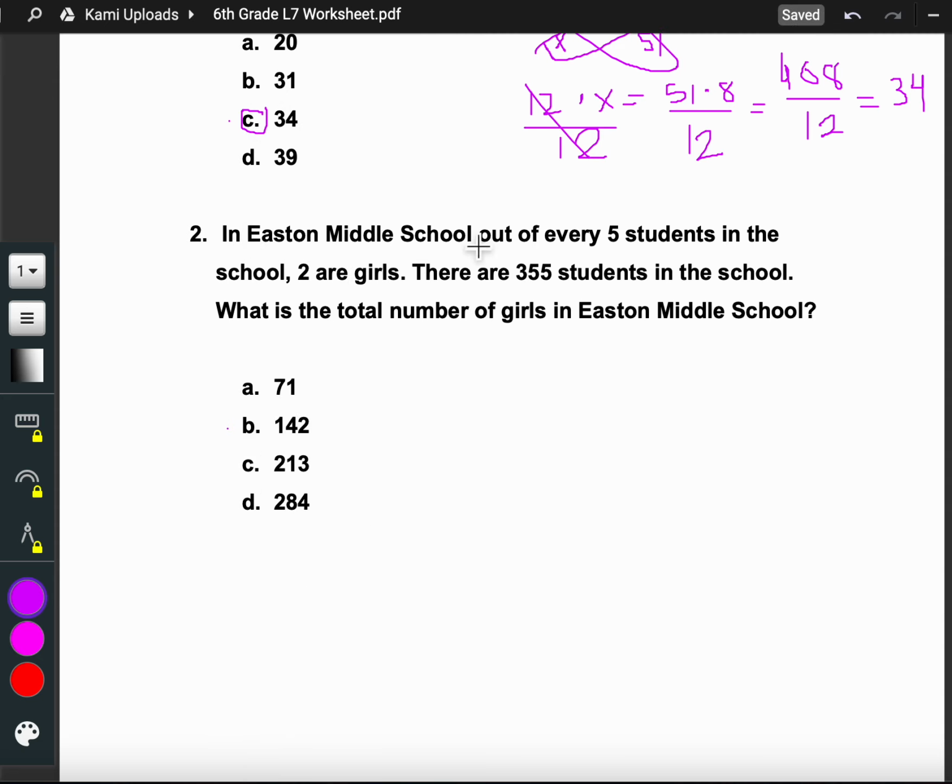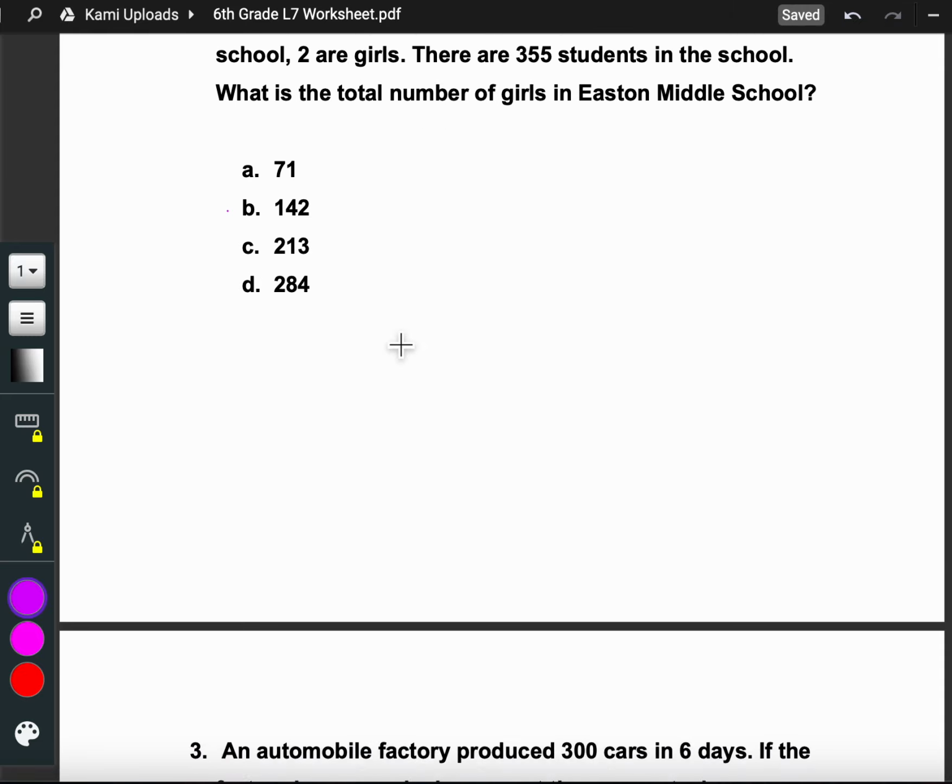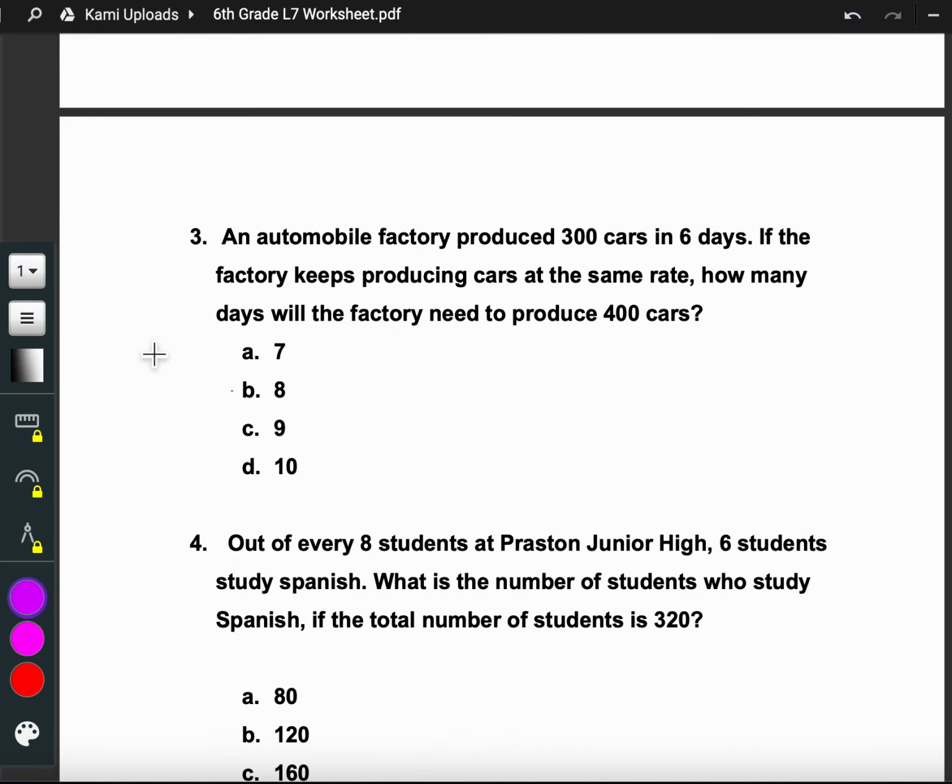Let's look at number 2. Actually, let's go to page 2. Okay. Let's look at number 3. So an automobile factory produced 300 cars in 6 days. If the factory keeps producing cars at the same rate, how many days will the factory need to produce 400 cars? So we know that 300 cars are being produced in 6 days, and we want to find out how many days it takes to produce 400 cars?